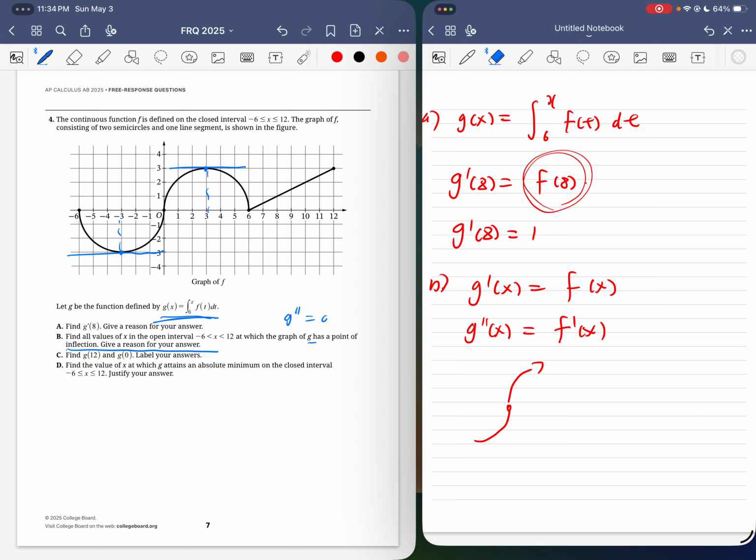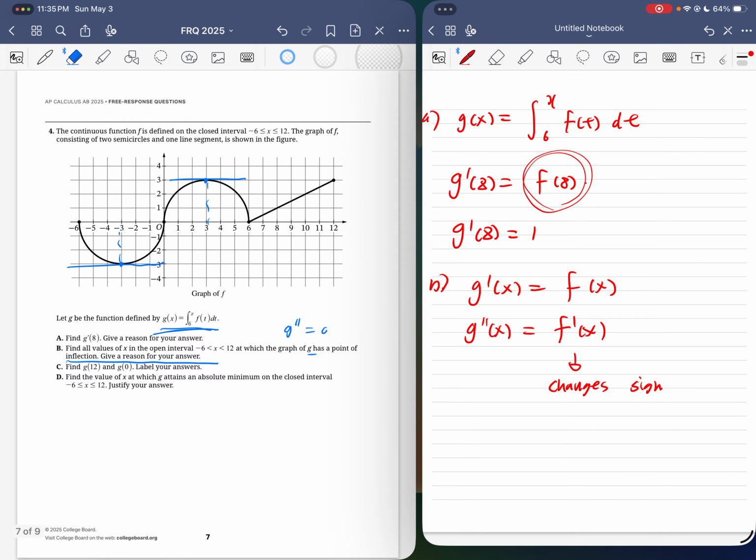So in this particular case, the graph of G has a point of inflection where G double prime and f prime changes sign. So when does the slope change sign? So here. When this changes sign, that's an inflection point. So let's say, graph G has also a point of inflection at what? Actually, this one has a lot. Here we go.